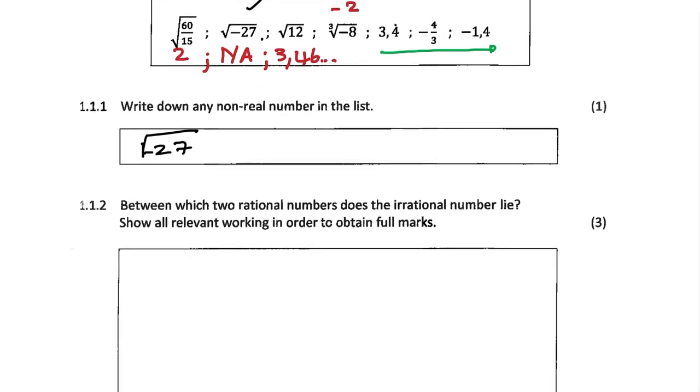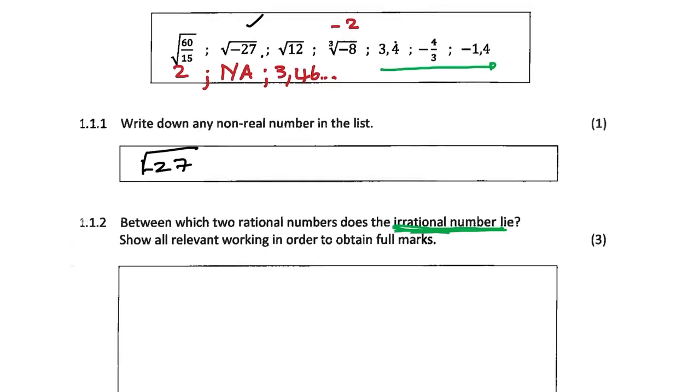The second question says, between which two rational numbers does the irrational number lie? Show all the relevant workings in order to obtain full marks. So now, you see, they want us to determine which is the irrational number in our numbers and then get the two rational numbers that are next to that irrational number. So if we look at our numbers, the only irrational number that we have here is the square root of 12.